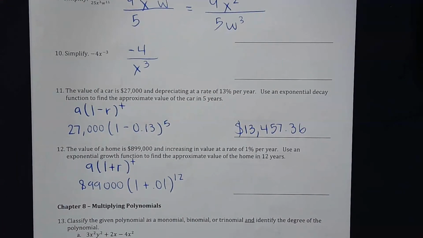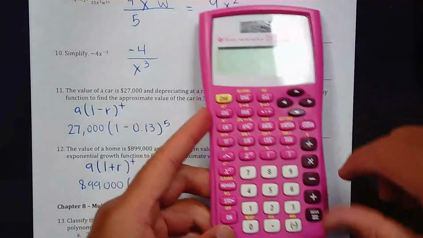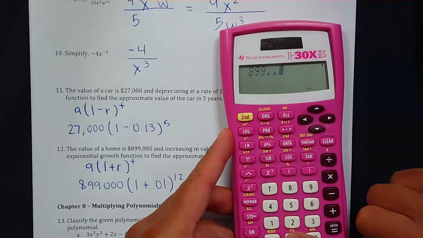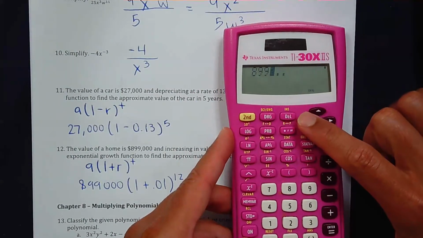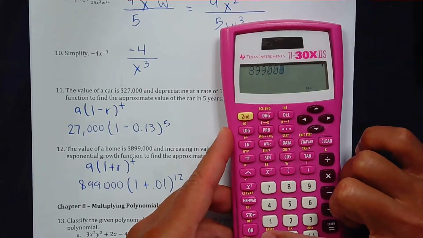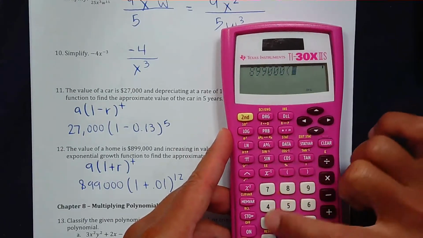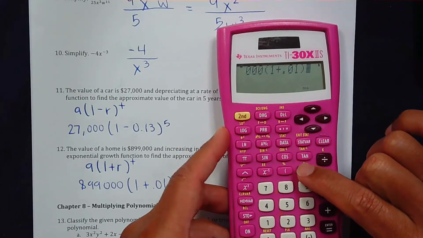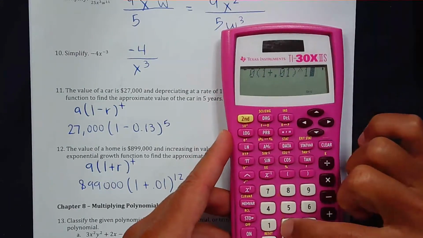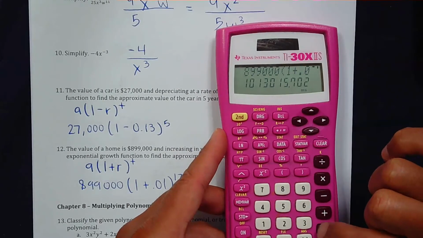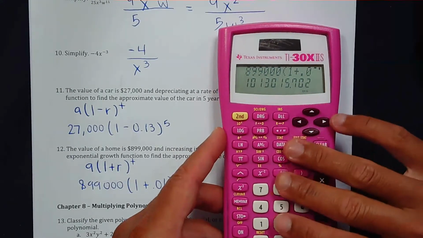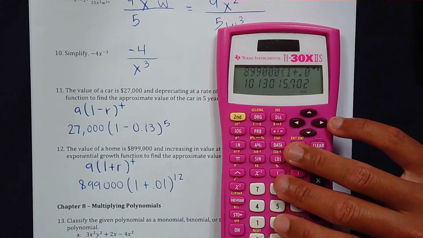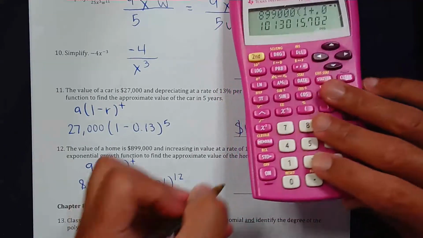Okay, so all of that, let's go ahead and put that into our calculator. 899,000, oops, not decimals, 1,000, multiplied by 1 plus 0.01. All of that raised to the 12th power. We get $1,013,015.70. Let's write that.